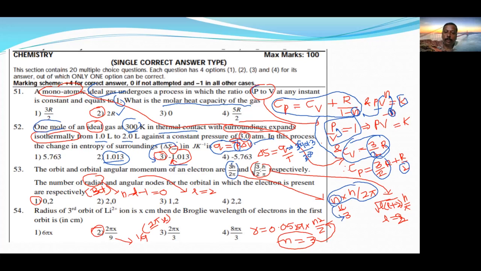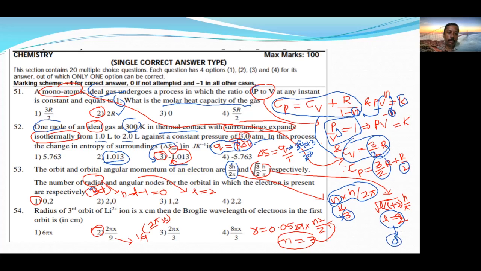Okay. Root 3 by 2 h upon 2 pi. So this will be root of L into L plus 1, h upon 2 pi. From this we come to know L is equal to 2. That means it is D. So ultimately the orbital is the 3D orbital.